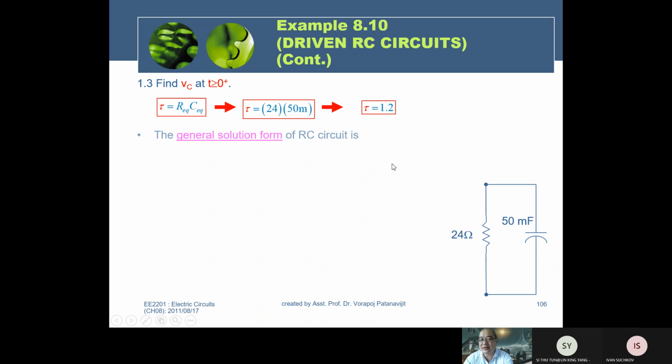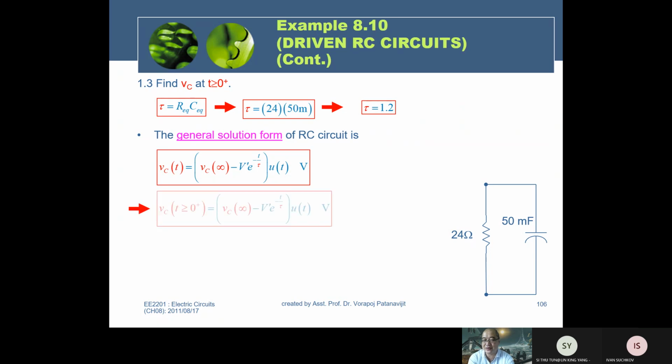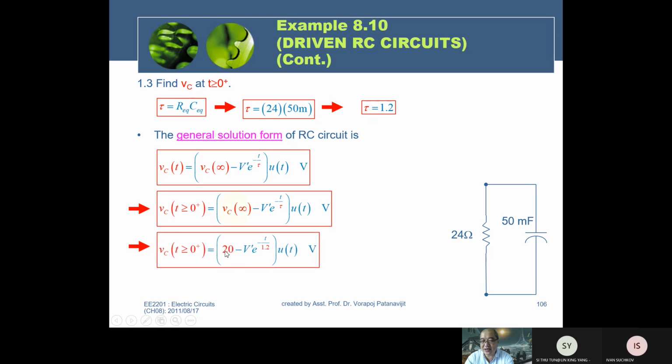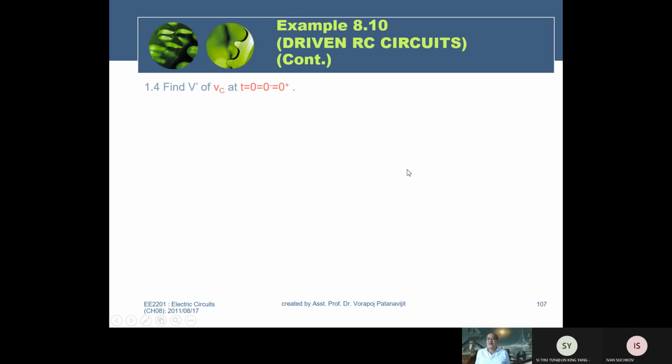And after that, you substitute the time constant and the capacitor voltage at time infinity into the general solution form of the RC circuit. Okay, RC circuit, VC at time infinity equal to 20, and time constant equal to 1.2. Okay, substitute them, and that gives you the solution here. After you get V in the overall solution in here, you determine the fourth step.